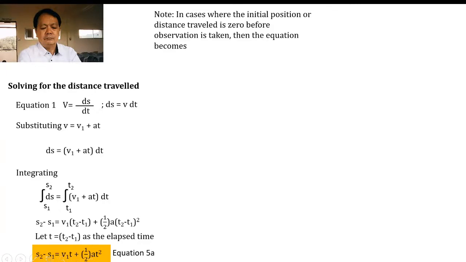In cases where the initial position or the distance traveled is 0 before the observation is taken, then the equation becomes S sub 2 equal to V sub 1 T plus 1/2 A T squared, or this may be simply called the difference between the final distance, or the distance traveled during the second observation, minus the distance traveled during the first observation. Right?